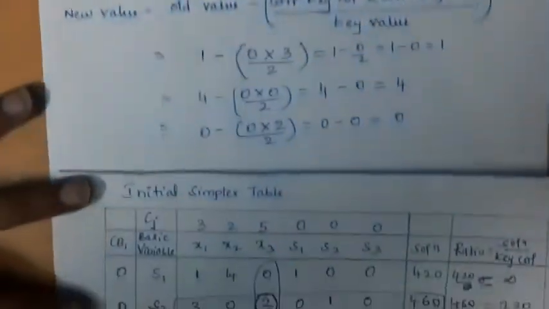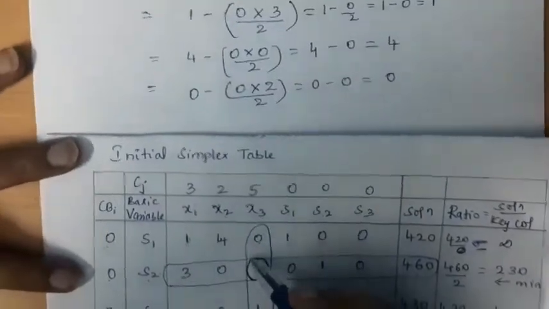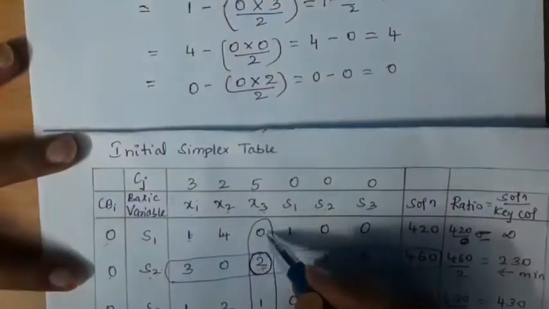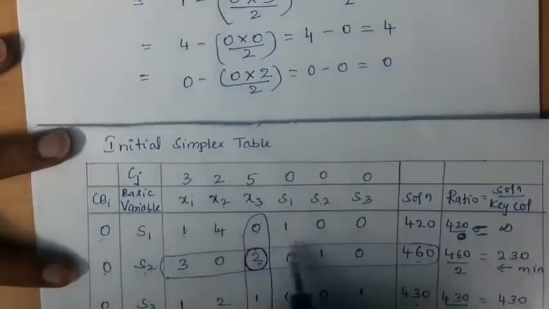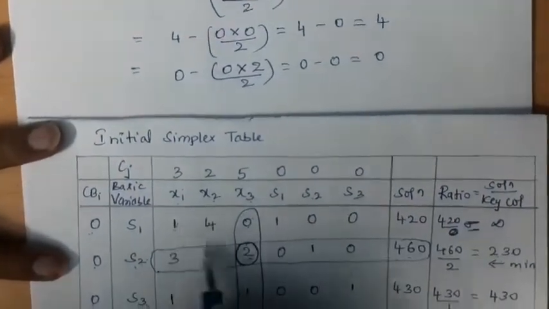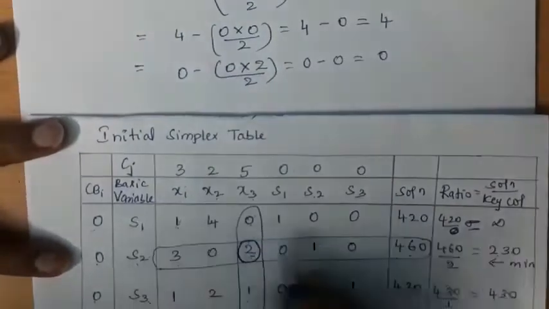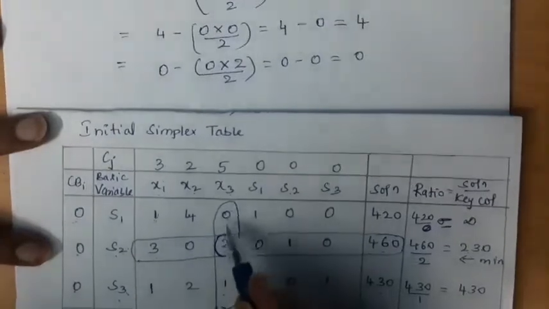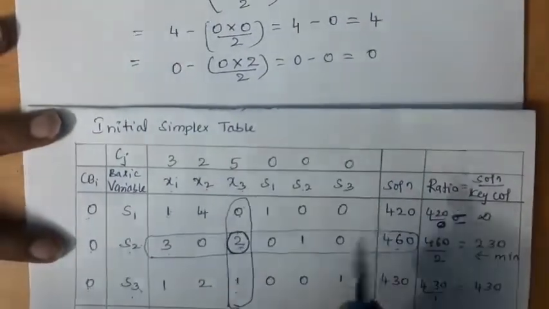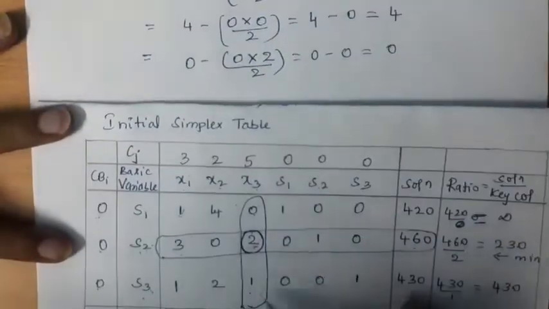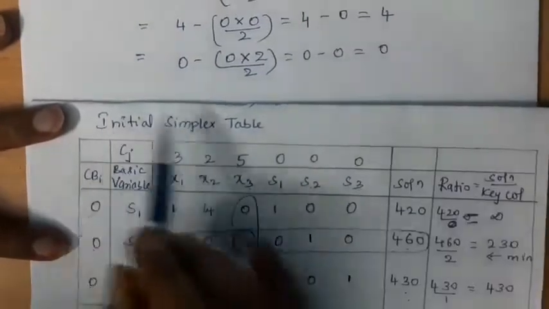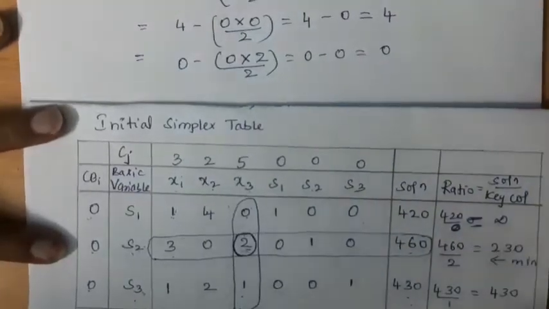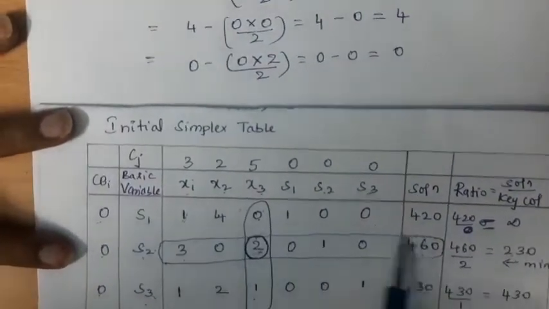So now just I'll show you one thing. If in the corresponding key column value you get 0, when you apply the complete value in the formula, this value remains same. Okay, if you apply in the formula also, this value remains same when you have 0 in the corresponding key column value. Other than 0, if you have any other value, you have to proceed, you will get the new value, a different value. If not, this value will remain same.